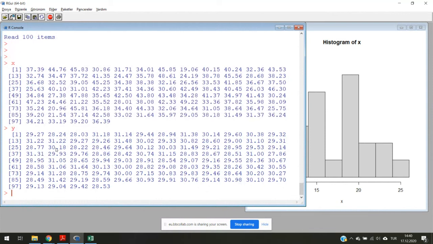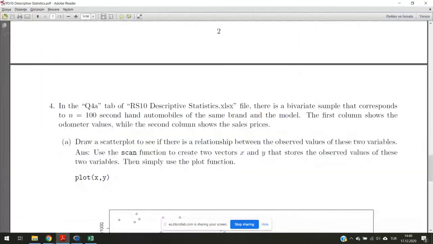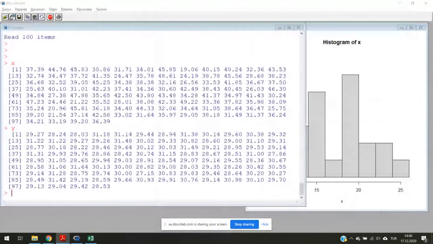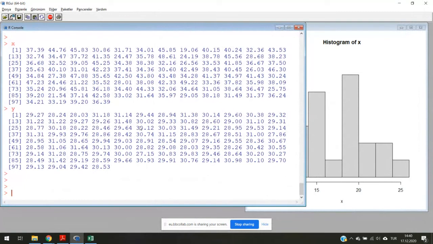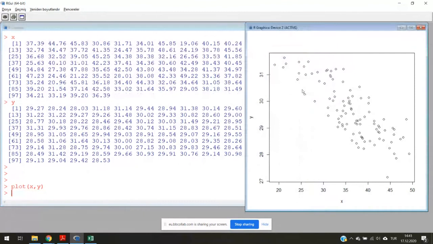So how am I supposed to discover the relationship between these two variables? A scatter plot is a good idea. I will plot the X values on the horizontal axis and the Y values on the vertical axis, so I will say plot(X, Y). And you see, as the odometer values increase, the second-hand prices are decreasing.